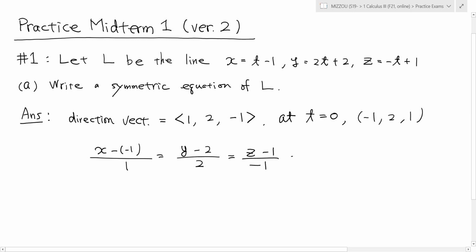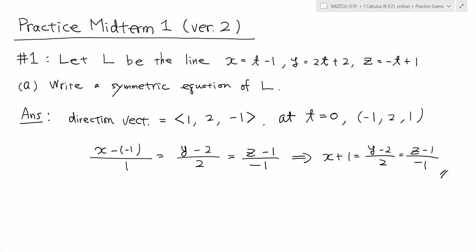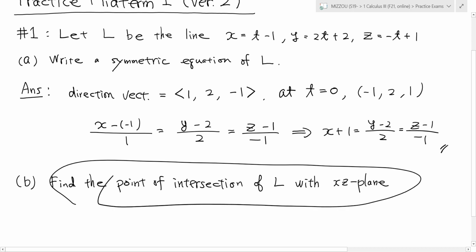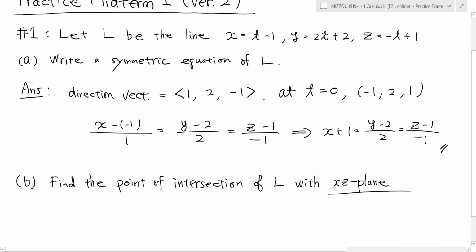This is fine, but if you like, you may rewrite it as x plus 1 equals (y minus 2) over 2, and that is equal to (z minus 1) over -1. All right, so this is part A. Now for part B. The question is, find the point of intersection of this line L with the xz plane.